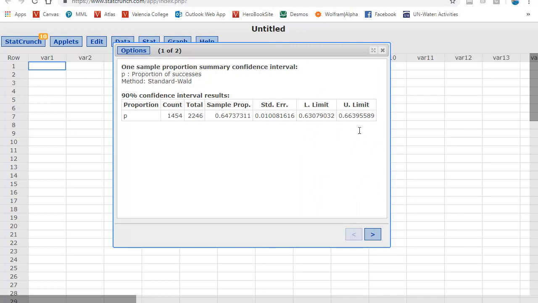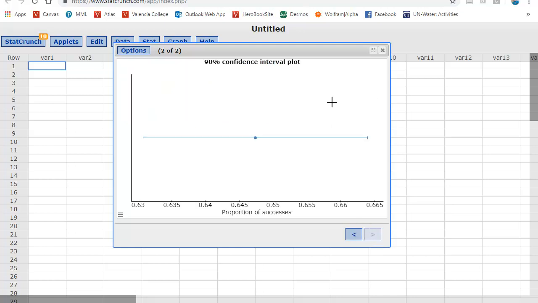And remember, these are like percentages in essence, right? So I had 65%. If I take 1454 divided by 2246, that is 65% of my total. So if my proportion is 0.65, then these are the upper and lower limits that would build the interval that catches the population proportion, right? So here's my sample proportion. And then if I build my interval at 95%, I'm 95% confident the population proportion lies in that interval.